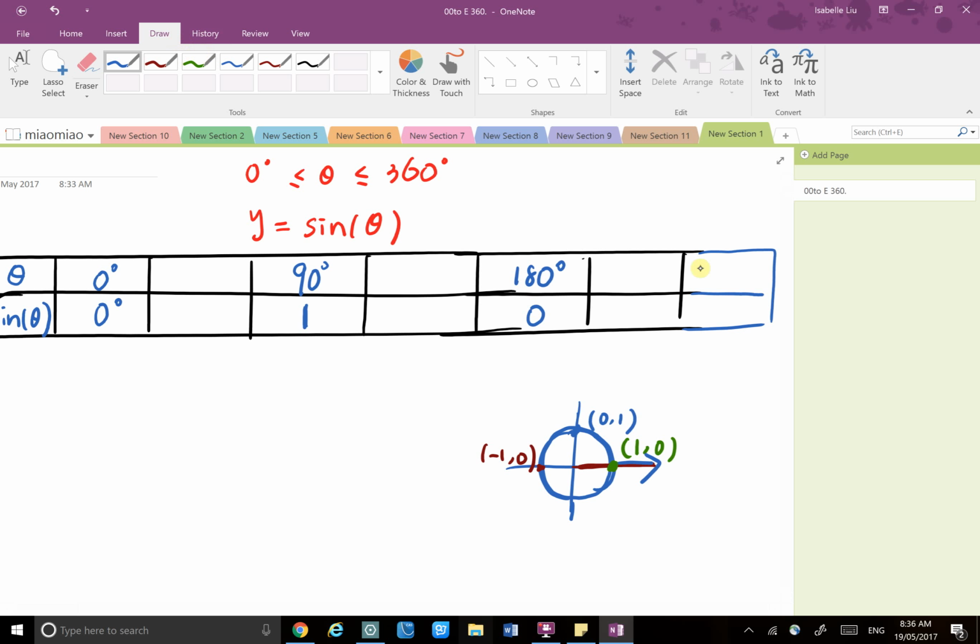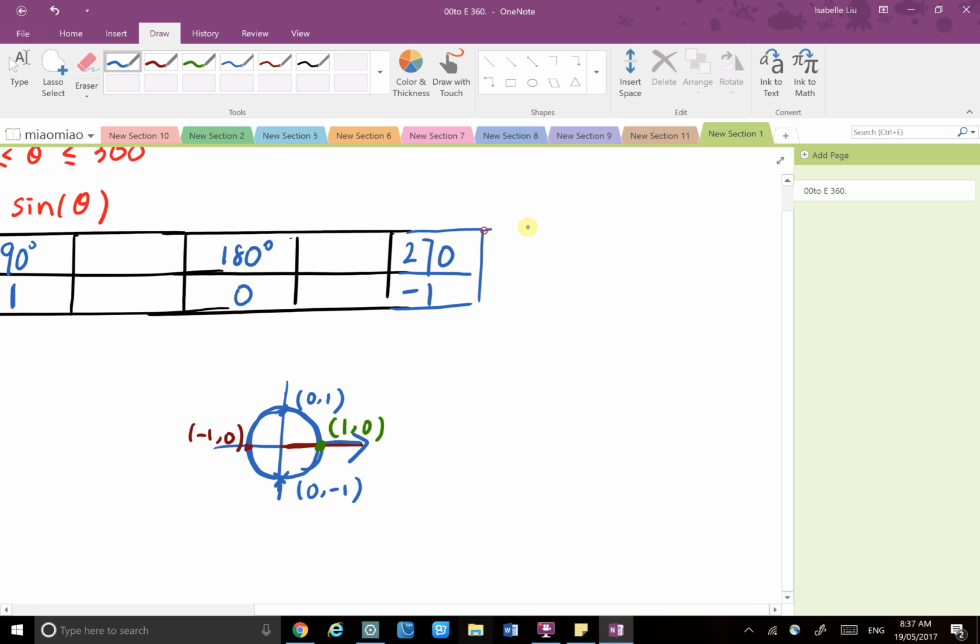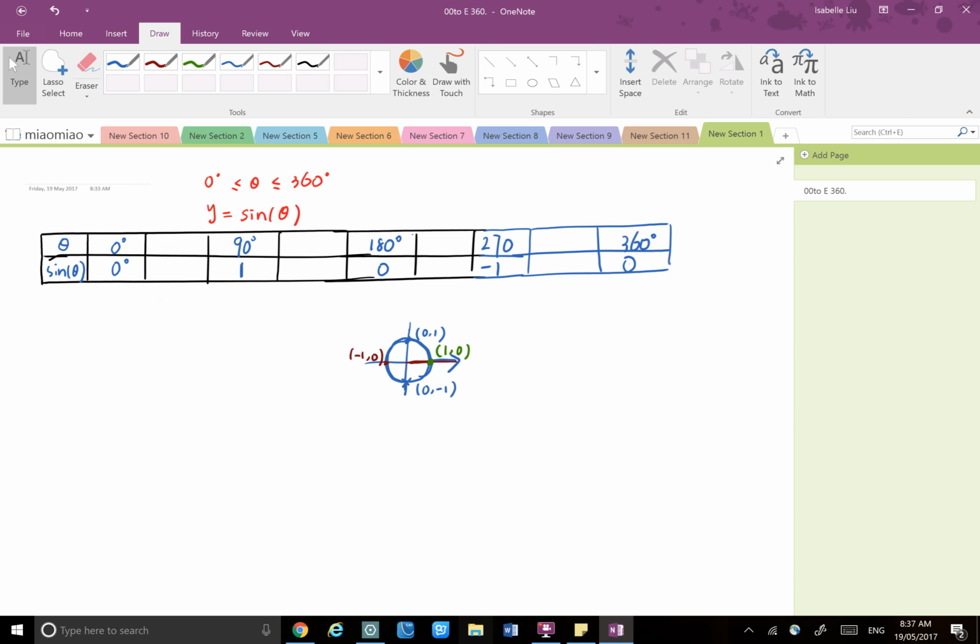And the last one is sine 360. What about sine 270? What does 270 give you? It's here, so it's (0, -1). So it will be -1. If you go for another 2 boxes, 360. What does 360 give you? 0? Yep, 0, because 360 degrees is the same as 0 degrees. So you have 0. That's a couple of values I know now.